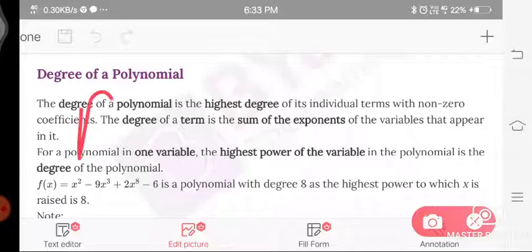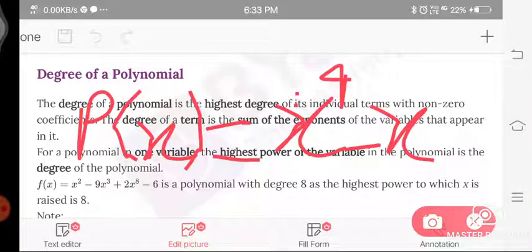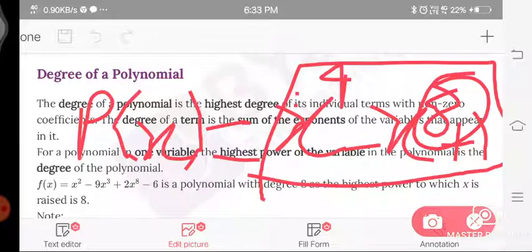Like p(x) = x^4 - x^8 + 1. The degree of this particular polynomial is 8, because the highest degree of the variable in this polynomial is 8. So the degree of the polynomial is 8.